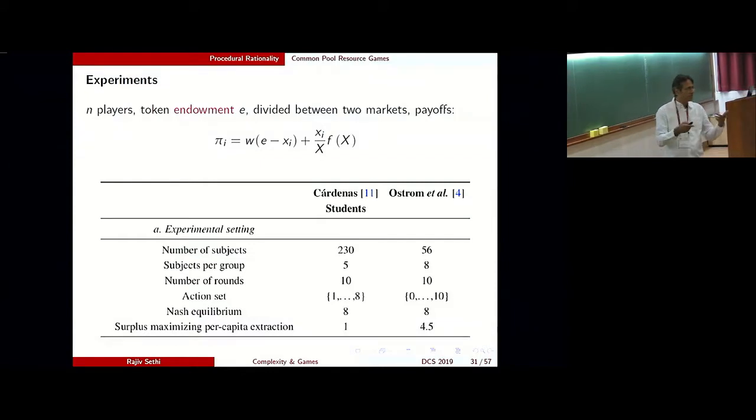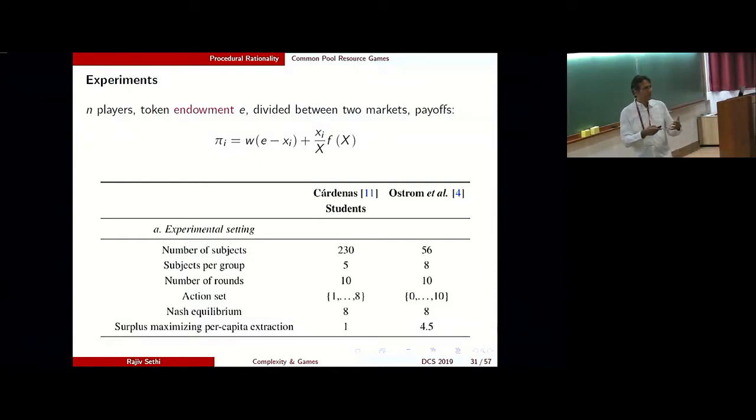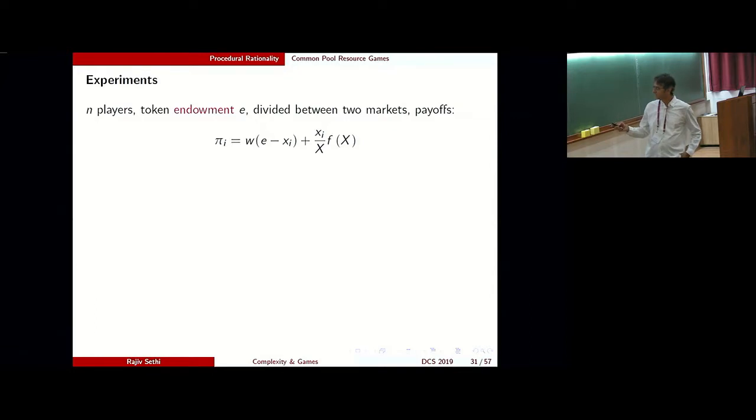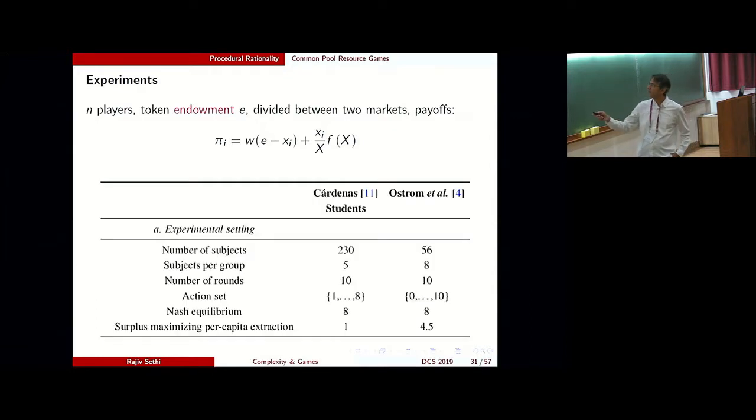I'm not showing you the payoff matrix either, but if you look at it and compute the Nash equilibrium, in both cases the Nash equilibrium is 8. So in the Cardenas case, the individually rational choice, if you want to maximize your payoff, is to put everything into the common pool resource, even though it's going to be damaging to other people. If you only care about your own payoffs, you want to put everything into the common pool resource. That's the Nash equilibrium. And the efficient strategy is to put only the minimum amount, which is 1.